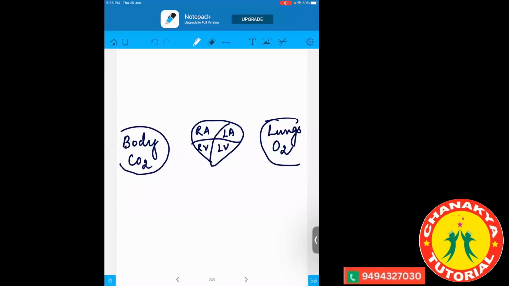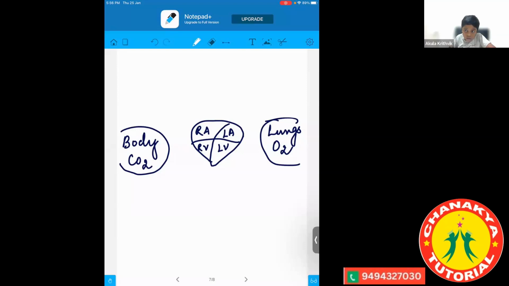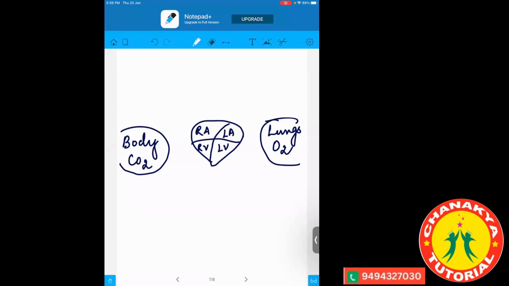If it has more amount of CO2, what type of blood does it have? Oxygenated or deoxygenated? Deoxygenated, right? So always keep in mind, the deoxygenated blood is written in the dash dash dash form, and the oxygenated will be written in straight line form. Okay.